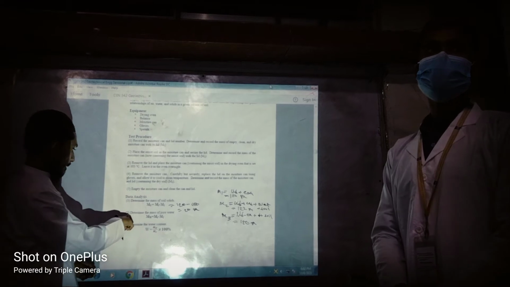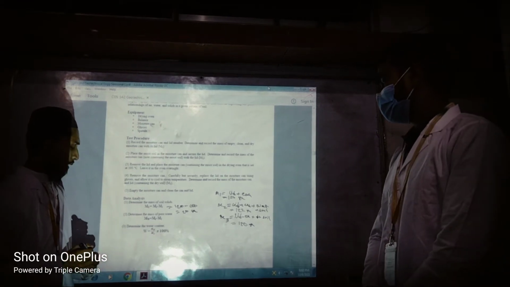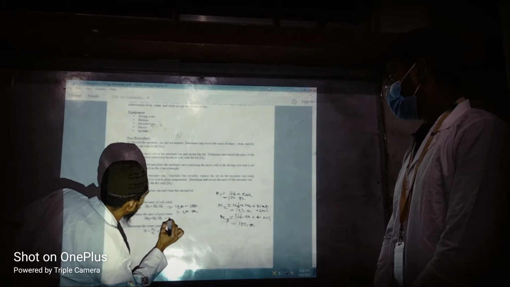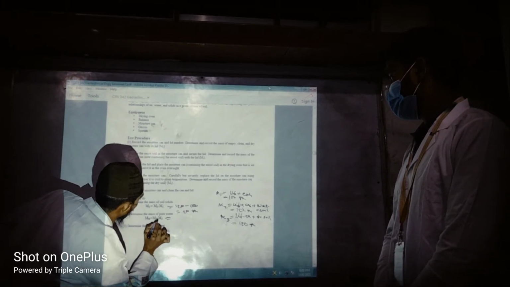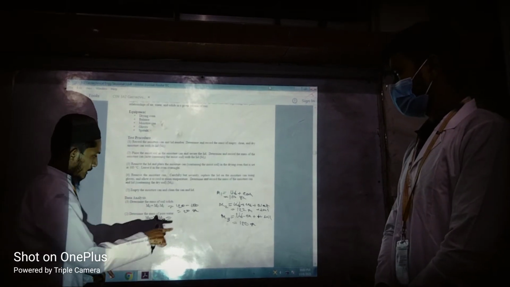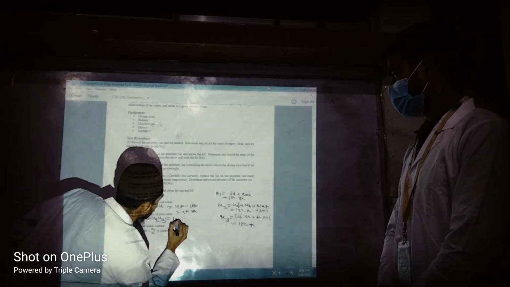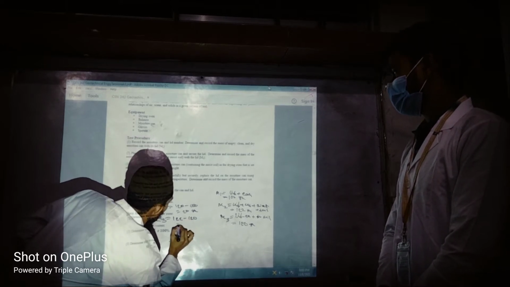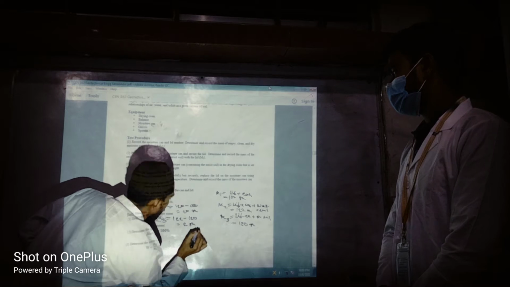Second, determine the mass of pure water. The formula is MW equal to M2 minus M3. The value of M2 is 122, minus 120, is equal to 2 grams.